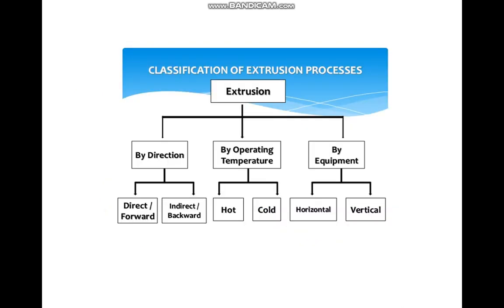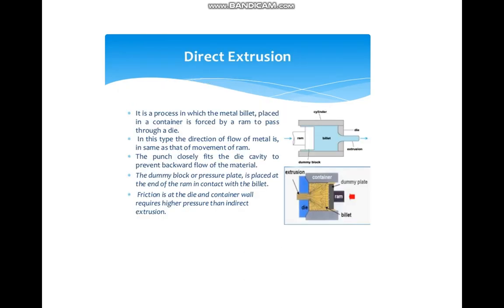So this is the basic classification of the extrusion process. According to the direction, it is classified into direct or forward extrusion process and indirect or backward extrusion process. According to the operating temperature, if it is above the recrystallization temperature, it is called a hot extrusion process. If you are carrying out the working of metals at room temperature, then that is called a cold extrusion process. According to the position of equipment, it is again classified into horizontal extrusion and vertical extrusion process.